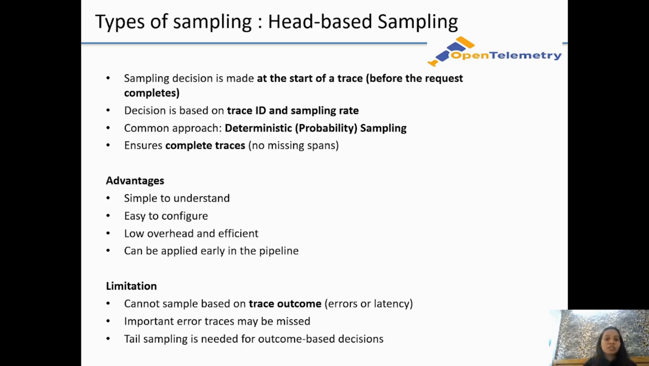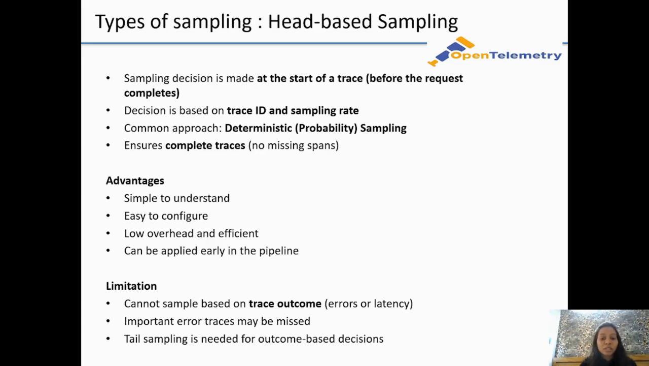Let's quickly see what the advantages are. It's simple to understand, easy to configure, has very low overhead, is efficient and fast, and can be applied early in the pipeline. Along with the advantages, there are some limitations. The biggest limitation is that head-based sampling does not know the outcomes of the request, so important error traces or high latency traces can sometimes be missed. This is the limitation.